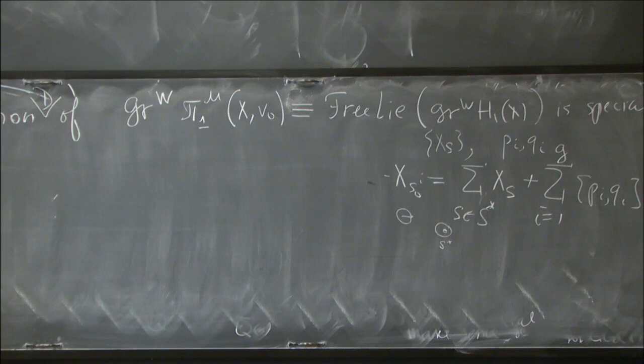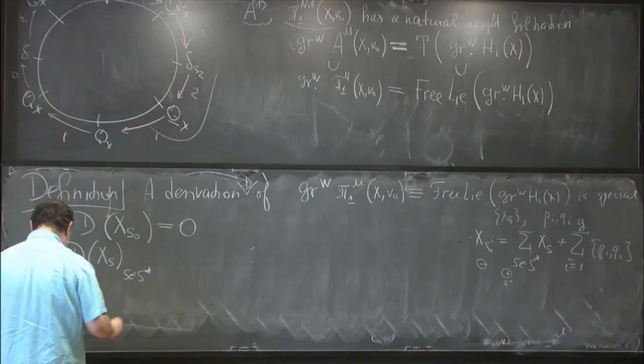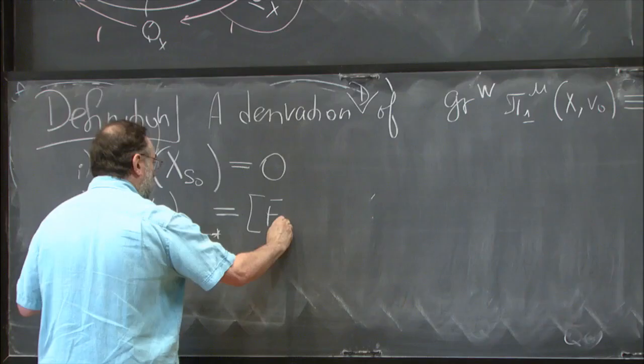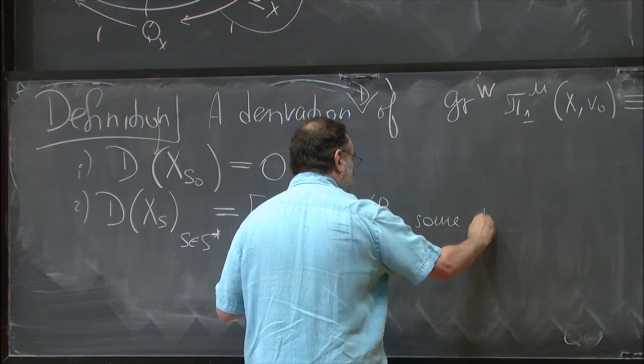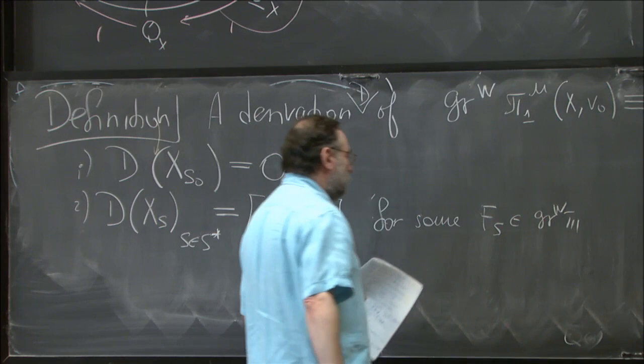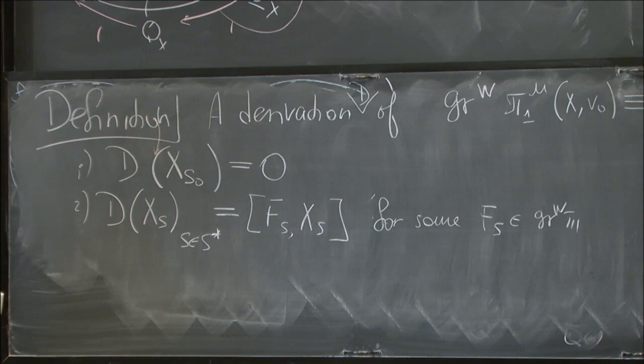And the second thing which it dictates is the following: if you take a derivation of this X_S, where S is N_S star, this is going to be a commutator with some other element. This just means that the conjugacy class is preserved. Not the element is preserved, but this conjugacy class is preserved, so there exists an F_S for which this holds. And so I consider the algebra of all derivations like that. And now I can state the theorem.